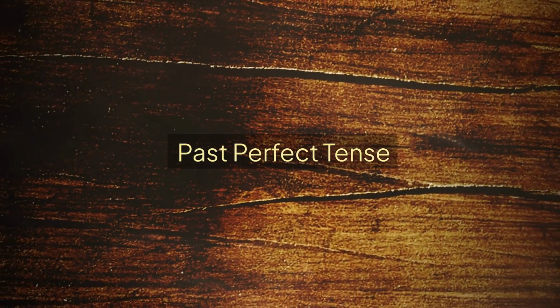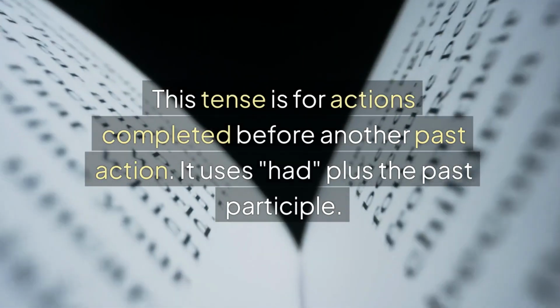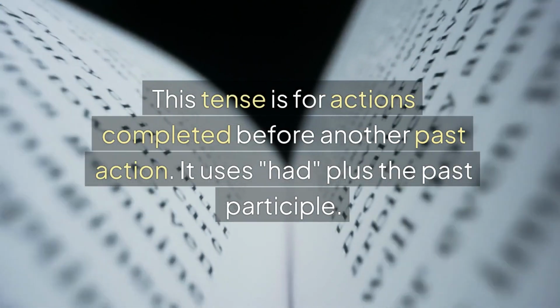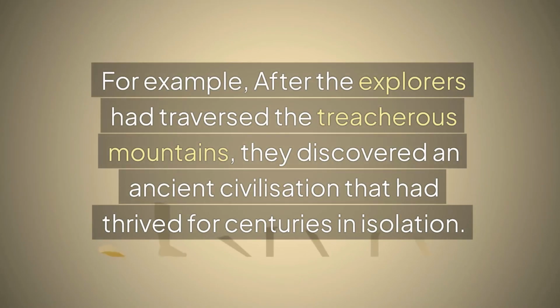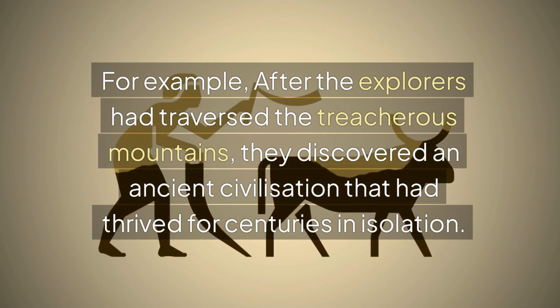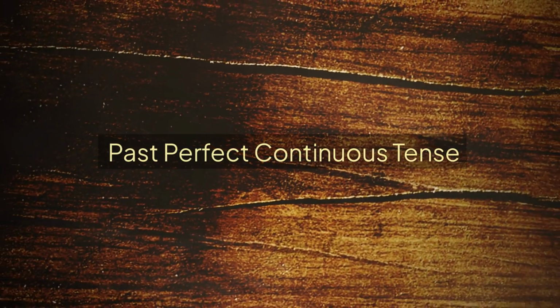Past perfect tense. This tense is for actions completed before another past action. It uses had plus the past participle. For example, after the explorers had traversed the treacherous mountains, they discovered an ancient civilization that had thrived for centuries in isolation.